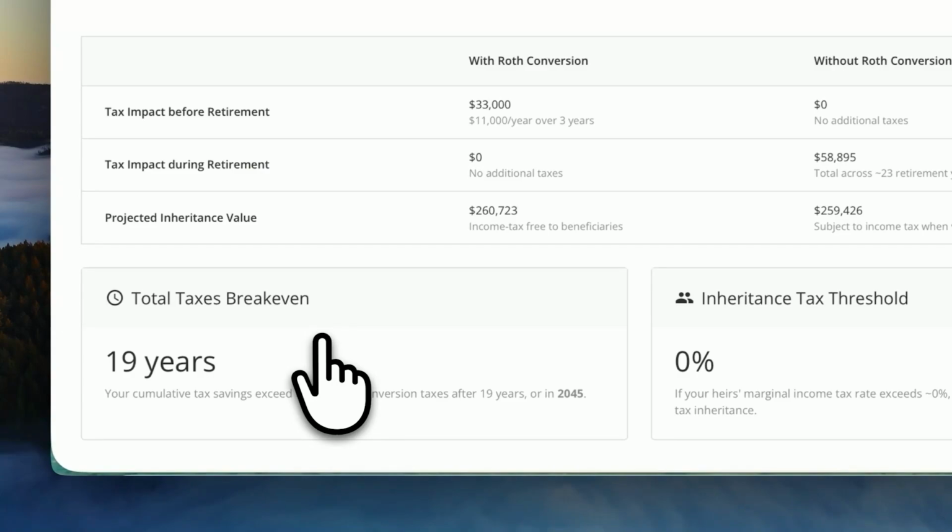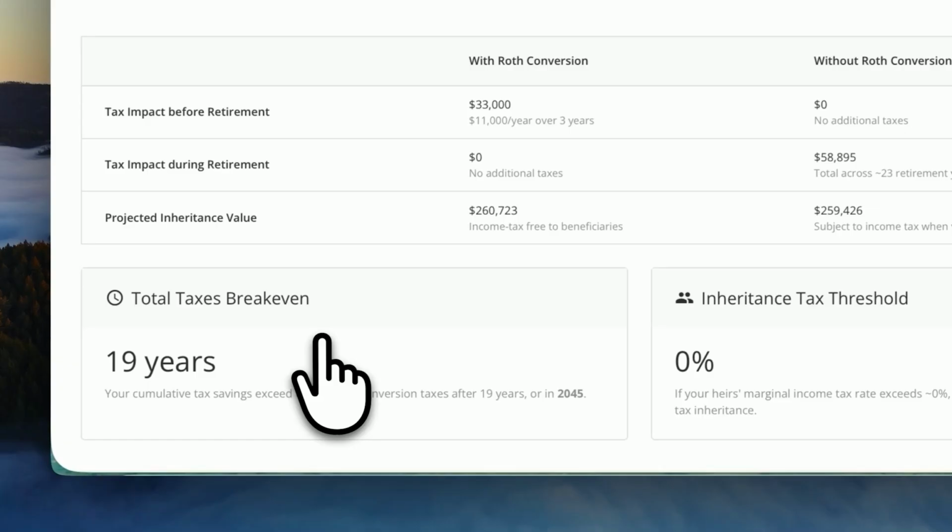But the piece I love the most is the death benefit comparison. A Roth conversion doesn't just save my client money, it saves her beneficiaries money. The calculator shows exactly what her heirs inherit in the Roth scenario versus the traditional one, after taxes in real dollars. When clients see that number, something shifts.